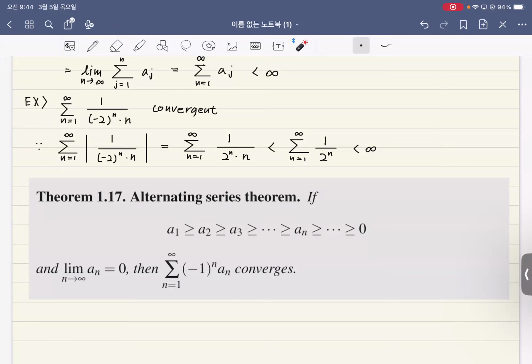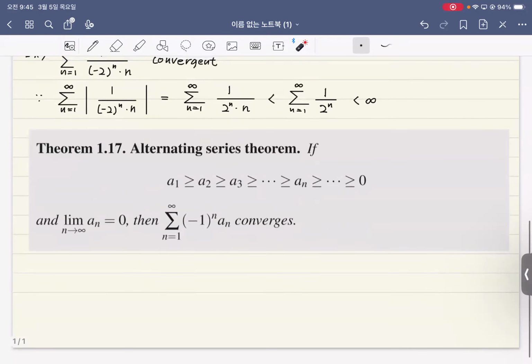I feel like this is a slightly more relaxed condition because, when your series contains only positive or non-negative numbers, the sequence tending to 0 is not sufficient to show that the series is convergent. But in this case, if your sequence is tending to 0 and is decreasing, then the alternating series obtained from the sequence is also convergent.